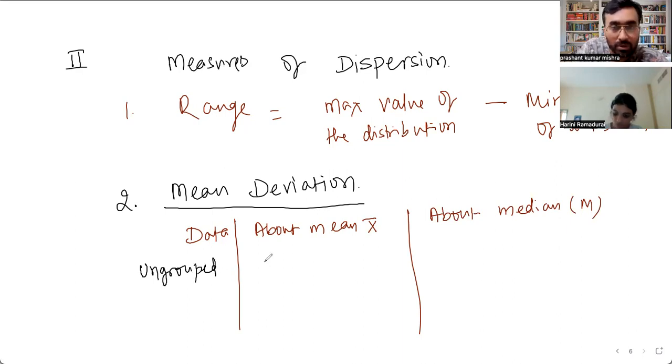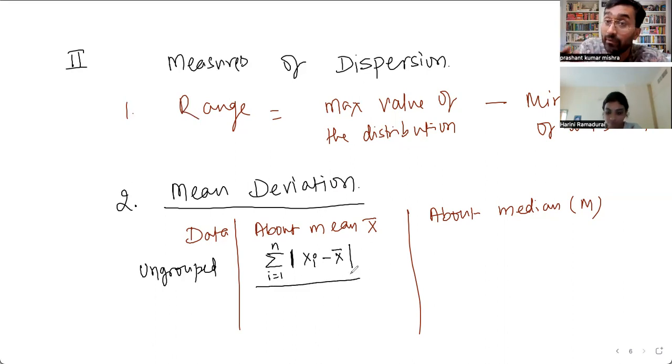If it is ungrouped, what do we do? Summation of i equals 1 to n, and we take a modulus. Xi is the data, and we subtract the mean from each value. First we calculate the mean, then subtract it from all the values. Then we take the positive of it, that's why modulus is taken, and then we divide by the number of terms.